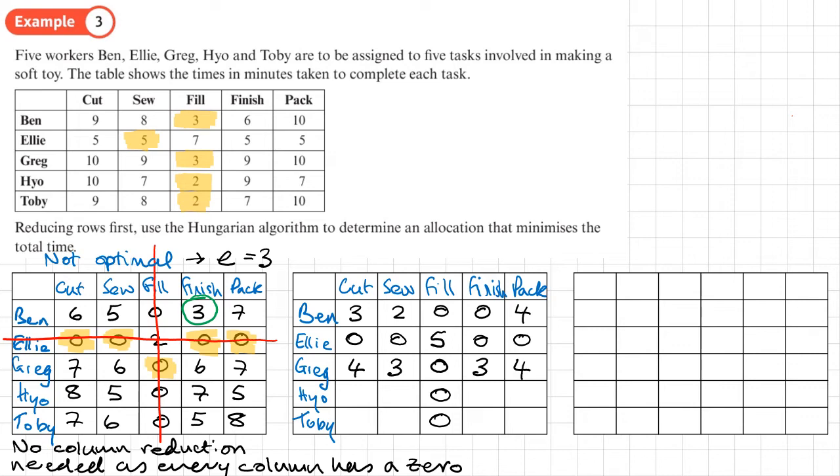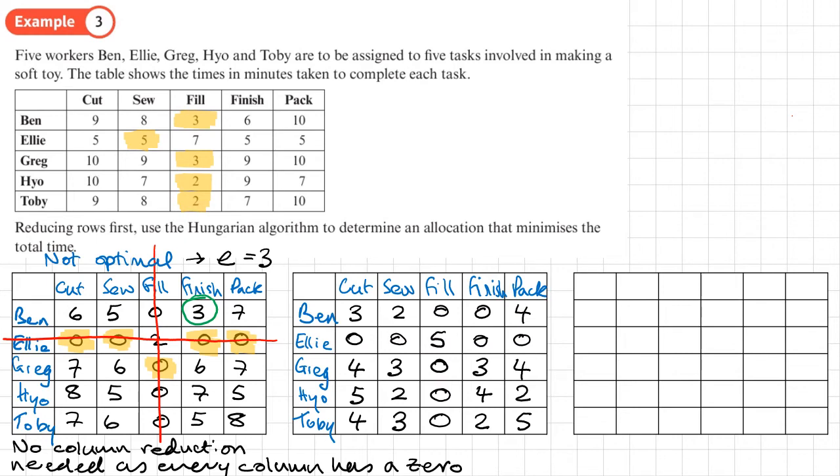Next row down, taking away 3 is going to be 5, 2, 4, 2, and in the bottom row 4, 3, 2, and 5. Now we need to cover the zeros with the minimum number of lines. Now there are different ways we could do it. I could do it this way, cover those zeros and cover that. That's 3 lines.